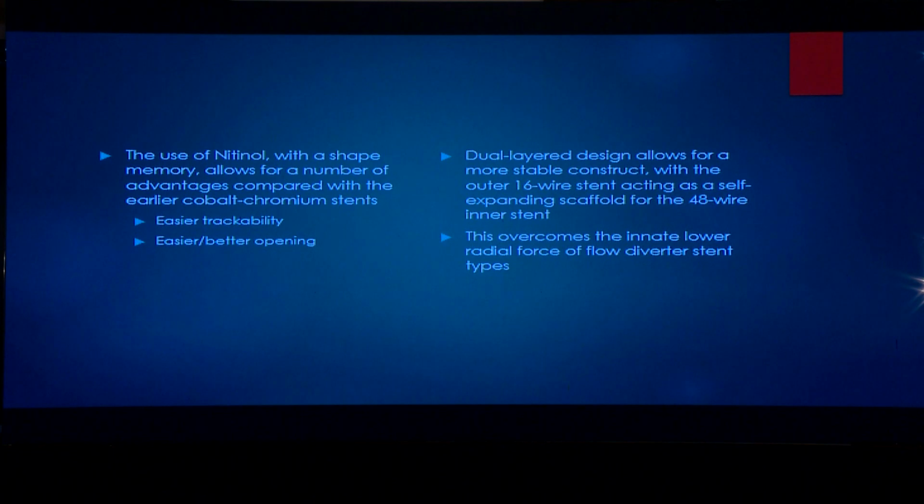As I said, the nitinol construction with its shape memory facilitates trackability. The dual layered design allows the outer stent, which acts as a stable scaffold, to overcome the innate reduced radial force inherent in a flow diverter design and increase wall apposition.